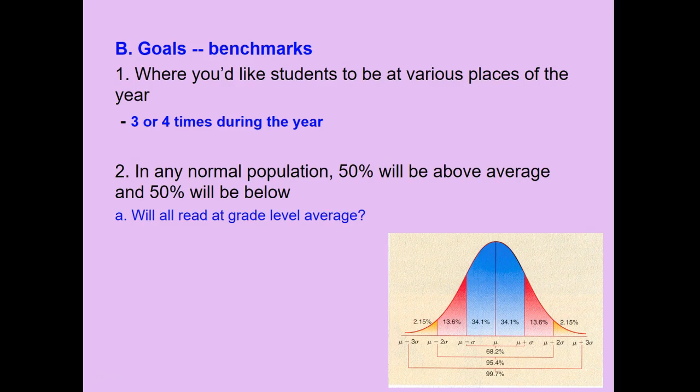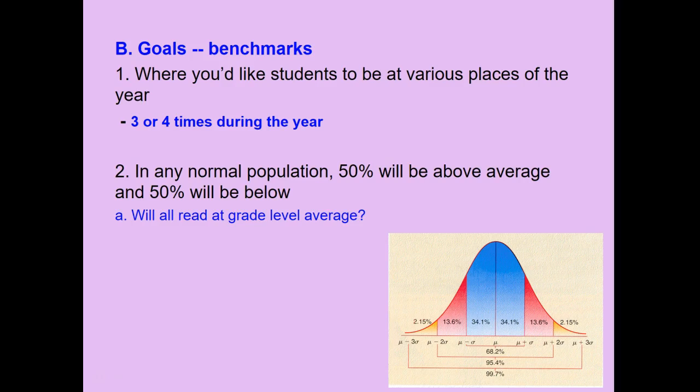The second part of screening is goals or benchmarks, where you'd like to see students be at various places in the year, 3 or 4 times during the year. Now, do not set benchmarks that are going to frustrate your student. They need to be achievable. If a student is in 5th grade reading at the 3rd grade level, it is not practical or pragmatic. It's even a little bit cruel to set a benchmark that students will be reading at grade level at the end of the year. All right, that would have the student jump up 2 grade levels in a single year. I don't think that's going to happen.